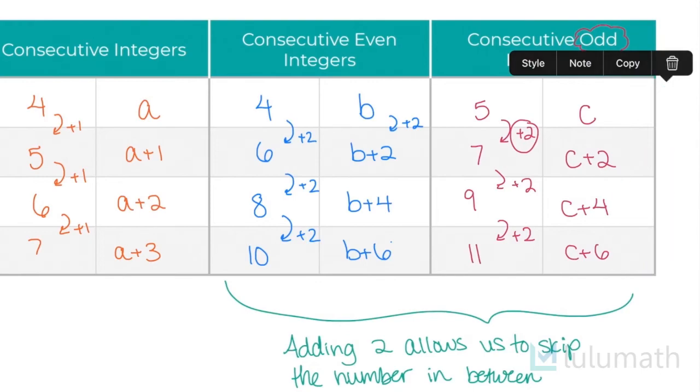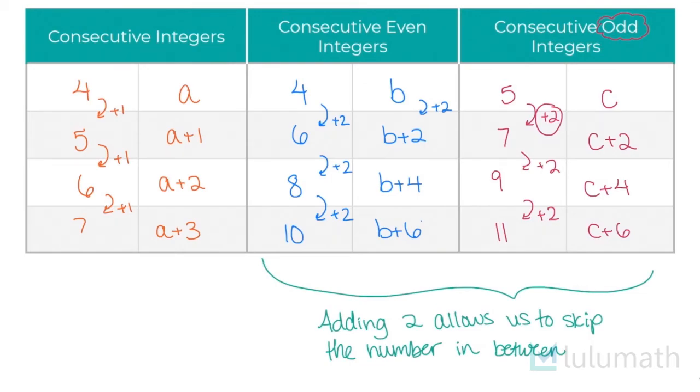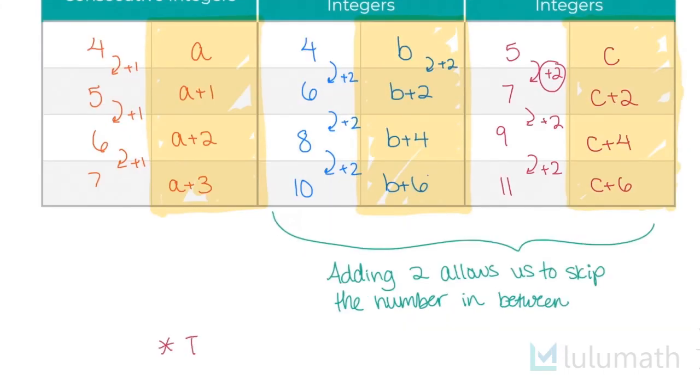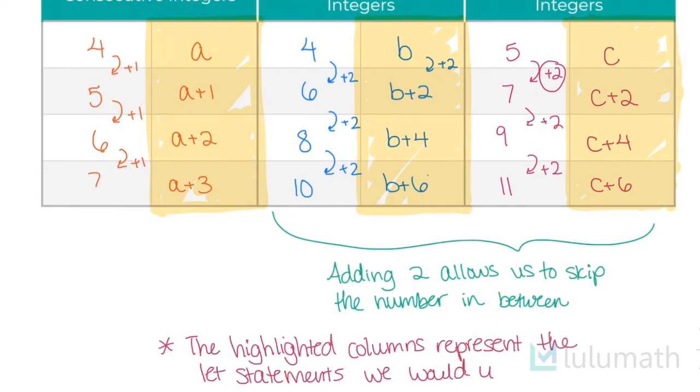I personally don't prefer to do that because it's important for me to understand that if I have odd integers, then I would add 2 to skip that even number in between. Okay? Now, an important note is that everything that I'm going to highlight here, these are what we would use for our let statements. And as long as you understand why these are our let statements, they make consecutive integer problems a piece of cake, or at least somewhat easier.